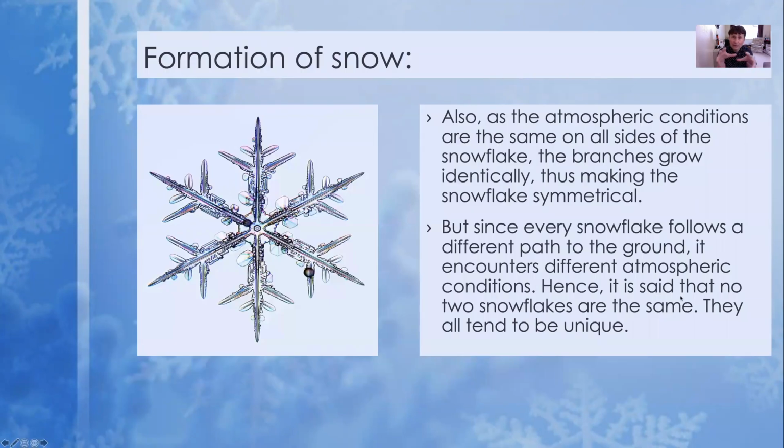Now, because the atmospheric conditions are the same on all sides of the snowflake, this is why we get this wonderful symmetrical snowflake shape. In other words, each one of those branches that come out from that initial hexagon are identical. But because as it floats down to the ground, it comes into contact with different atmospheric conditions, it gives us a completely different snowflake. And this is why we have the phrase that no two snowflakes are the same. But don't take my word for it. Have a look at this little video clip.